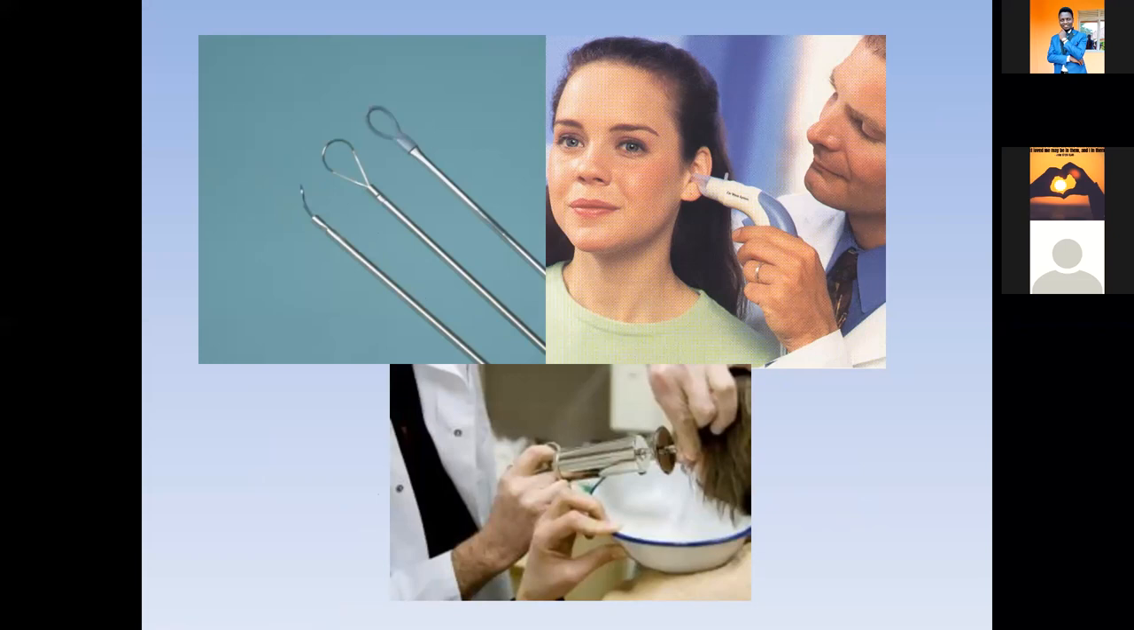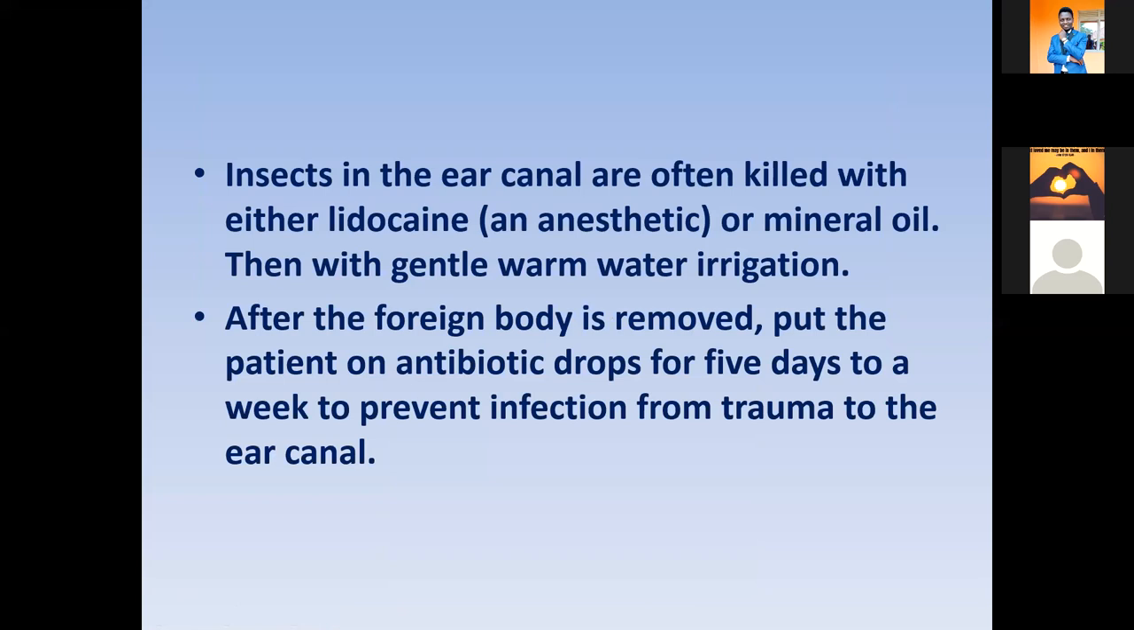We have also wire loops. These ones are used to manually remove wax. This is suction, handheld suction. This one helps to suck the foreign body out. This is ear syringing. So you can also use water to remove the foreign body.